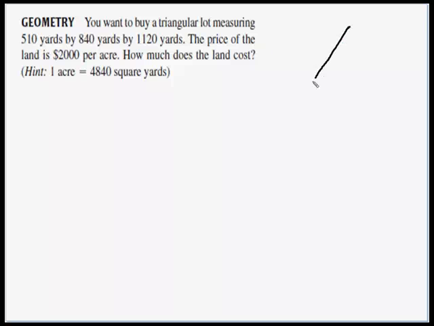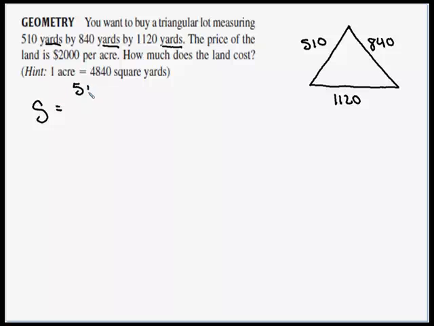Alright, we have a triangle. And we have all three sides, 510, 840, and 1,120. We want to find the area, and we are given units in yards. So we're going to find the area in square yards. So first we find S. S is equal to the sum of the sides. Add them up, divide by, not 3, we're not taking an average, divide by 2. And if we find that, it's going to be 1,235.